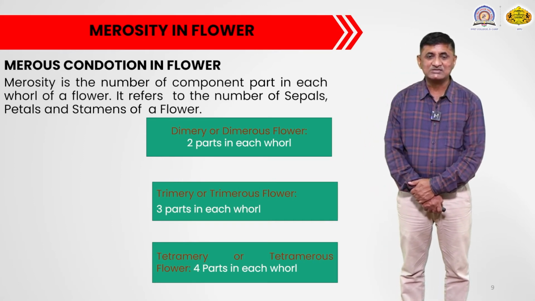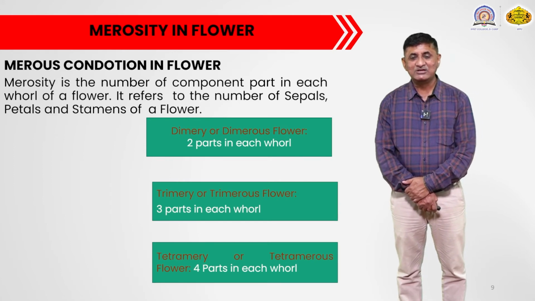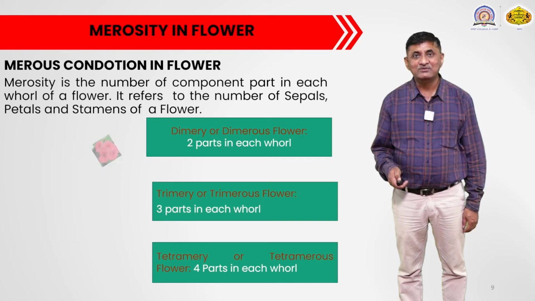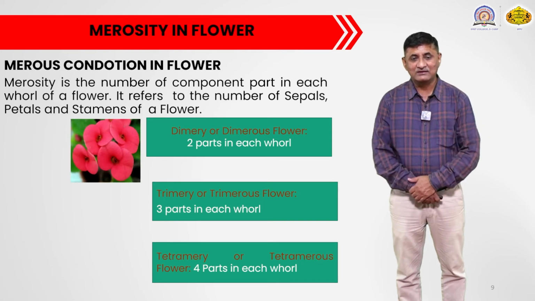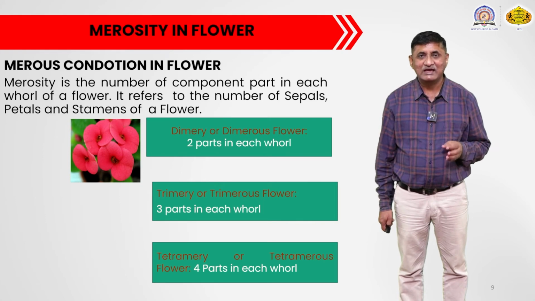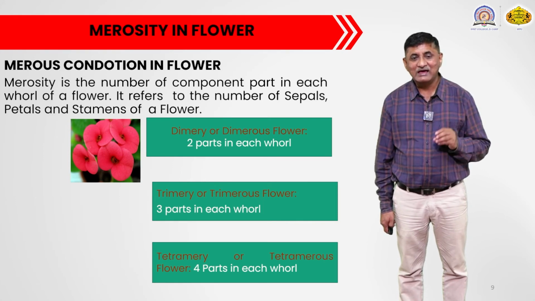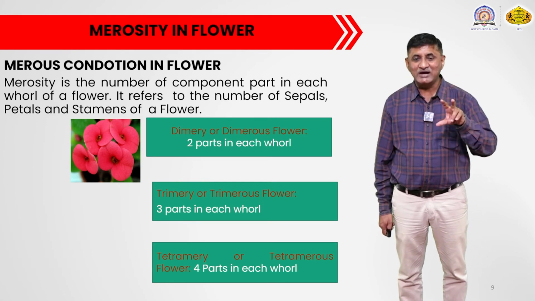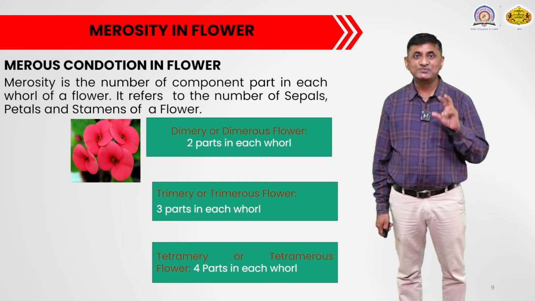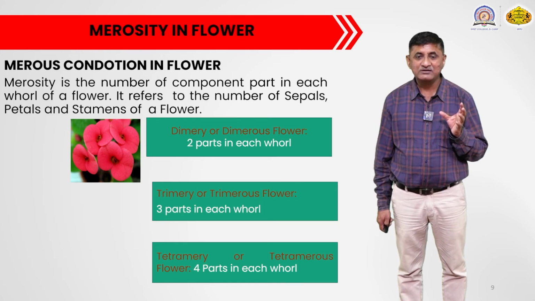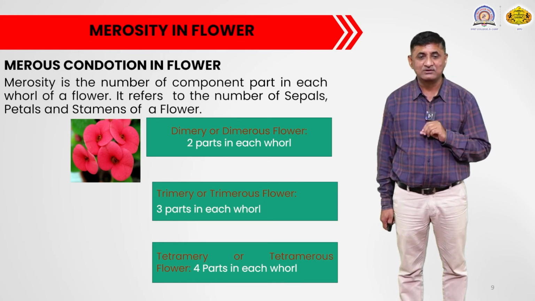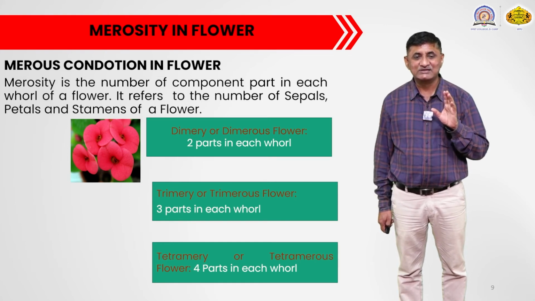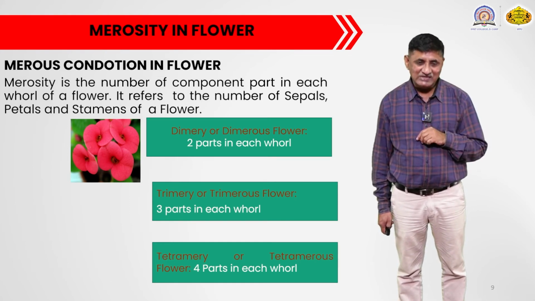For example, what is the first type? The dimerous flower, or dimary. So, what is meant by a dimerous flower or dimary? Here the number of sepals and the number of petals are generally 2. You can see there are 2 parts, and that is why this flower reflects dimary, and it may also be called a dimerous flower. So, 2 parts are there in each whorl, sepals, petals and maybe in stamens also.